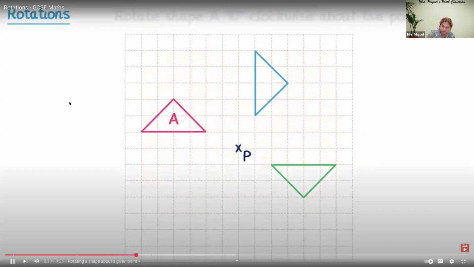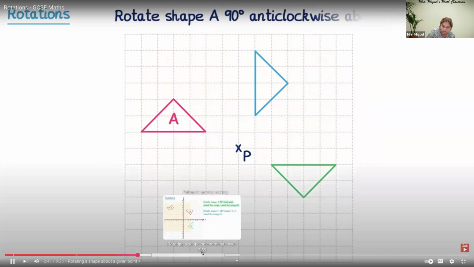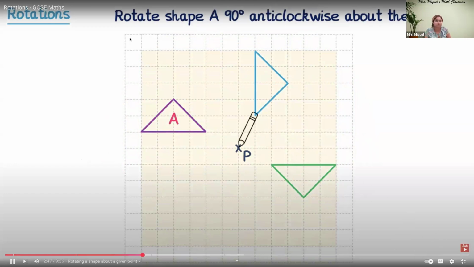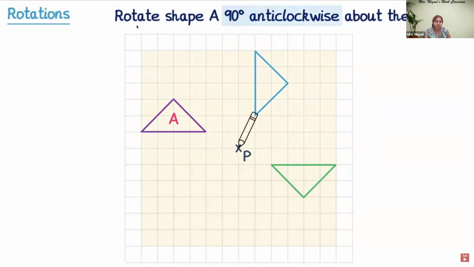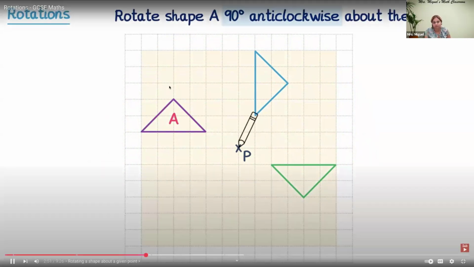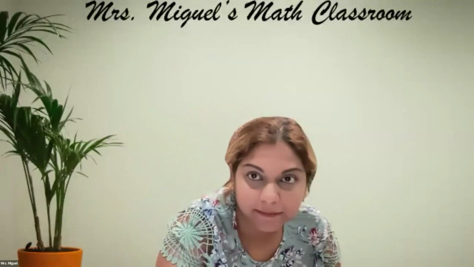And of course, it could have said to rotate it 90 degrees anti-clockwise. Once again, we trace around the shape, place the pencil onto the point P, and then we'll turn it 1/4 of a turn, but anti-clockwise, so in the opposite direction this time. So sometimes we are asked to find the center of rotation. So let's look at that.